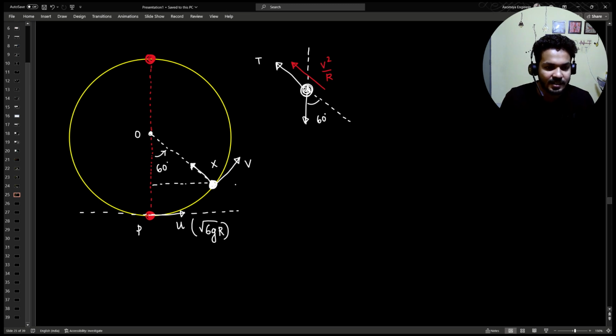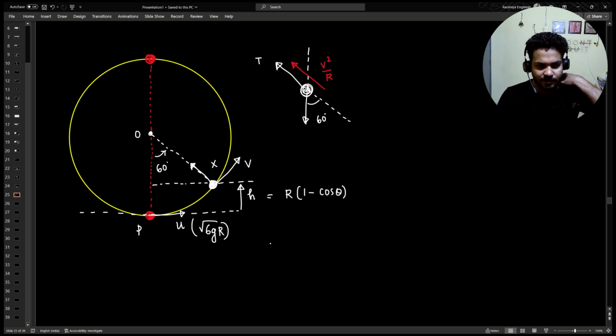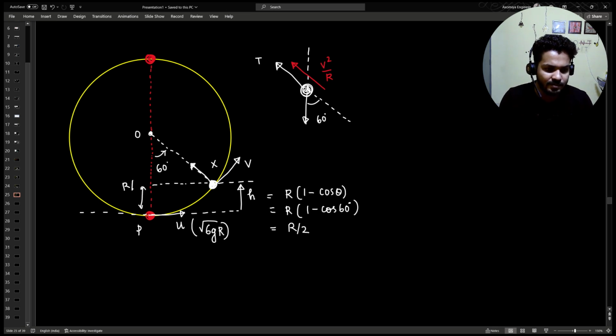Awesome, Satvik. You seem to have nailed this concept. So we know this h value is how much? It's equal to r into 1 minus cos theta. We have discussed this in the beginning, right? So if it goes up by an angle of theta, the height gained by the body is how much? It's r(1 minus cos theta). So that's r(1 minus cos 60). Cos 60 is half, so 1 minus half is half. So it has gone up by a height of r by 2. This height is how much?